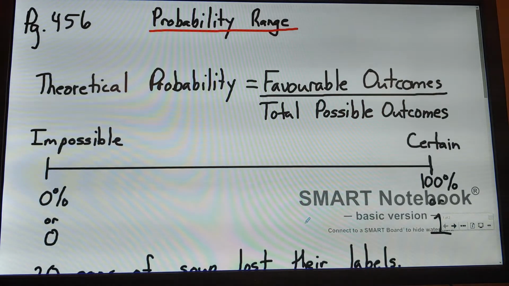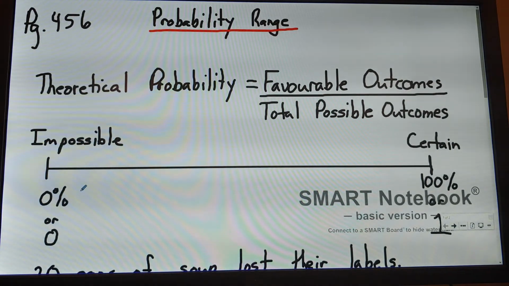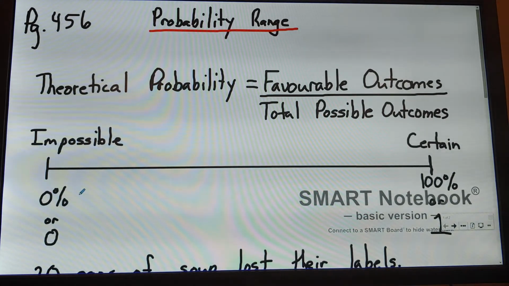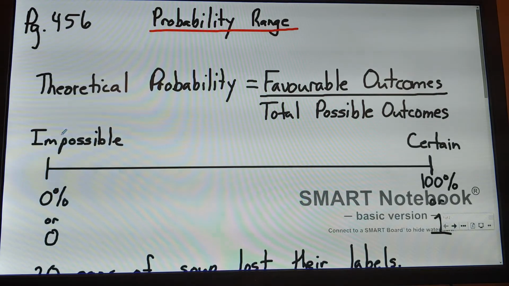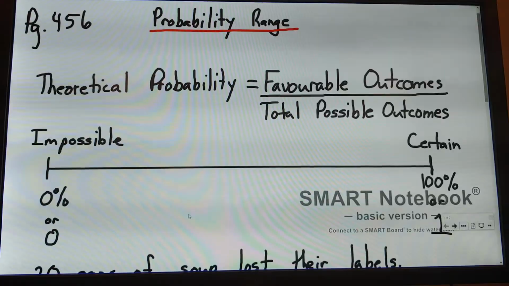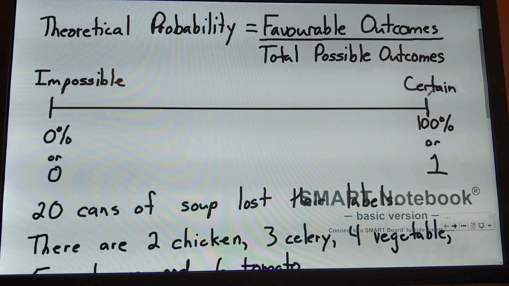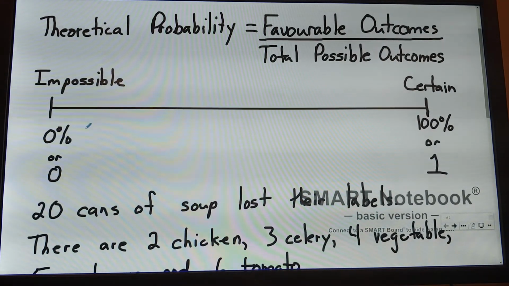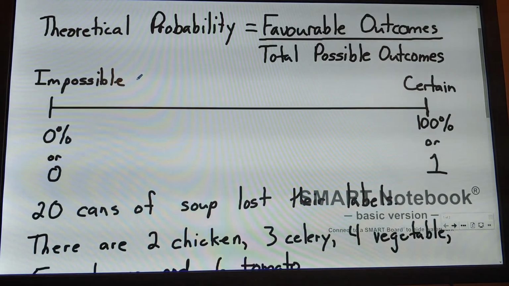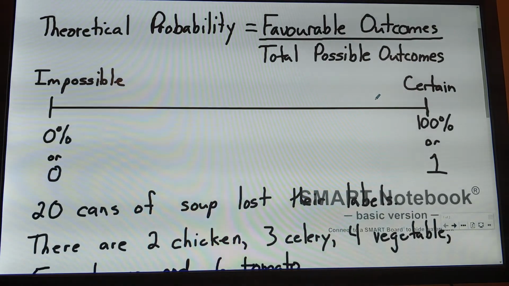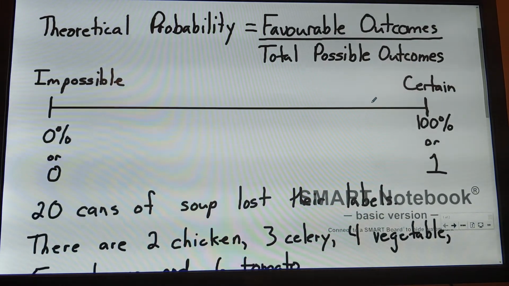It's probably the first thing that should have been put into the lesson, but that's okay. When we're talking about the probability of something, we're trying to talk about how likely it is to happen. If it's absolutely impossible to happen, it's 0% or 0. If it's absolutely certain to happen, it's 100% or 1. So probability lies between 0 and 1, or 0% and 100%. Impossible and certain.